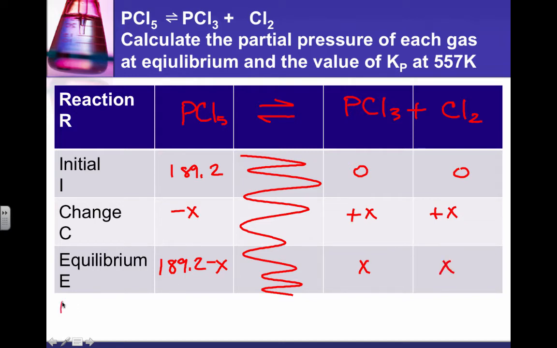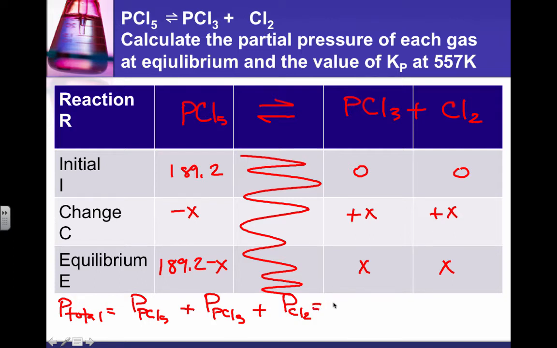Now they've given us a total pressure, and the total pressure is going to come from the pressure from phosphorus pentachloride added to the pressure from phosphorus trichloride and the pressure of chlorine gas all together. That's a lot of P's in there, isn't it? Almost confusing. All right, now let's see.